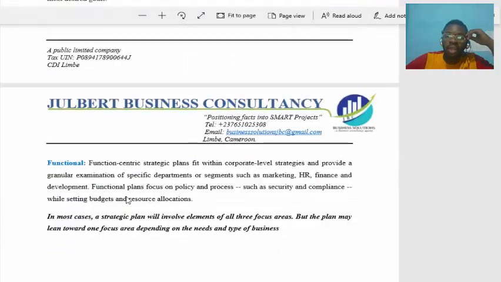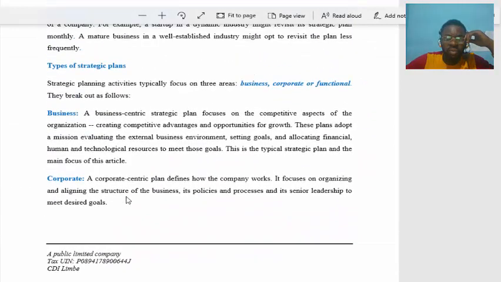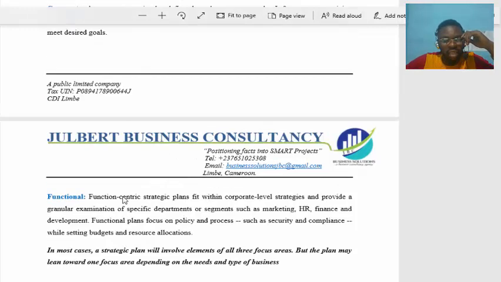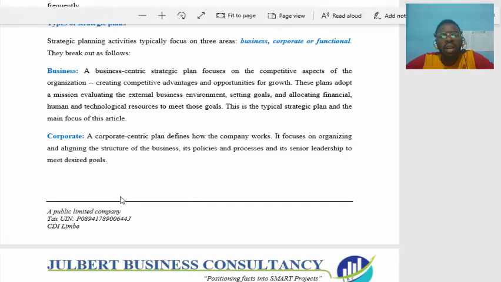So there are 3 main types of strategic plans. We have the business strategic plan, we have a corporate strategic plan, and we have a functional strategic plan. A business strategic plan focuses on the competitive aspects of the organization, creating competitive advantage. It is a plan that makes sure that the company is always outshining its competitors. Whatever products you're designing, they are of top quality as compared to those of your competitors.